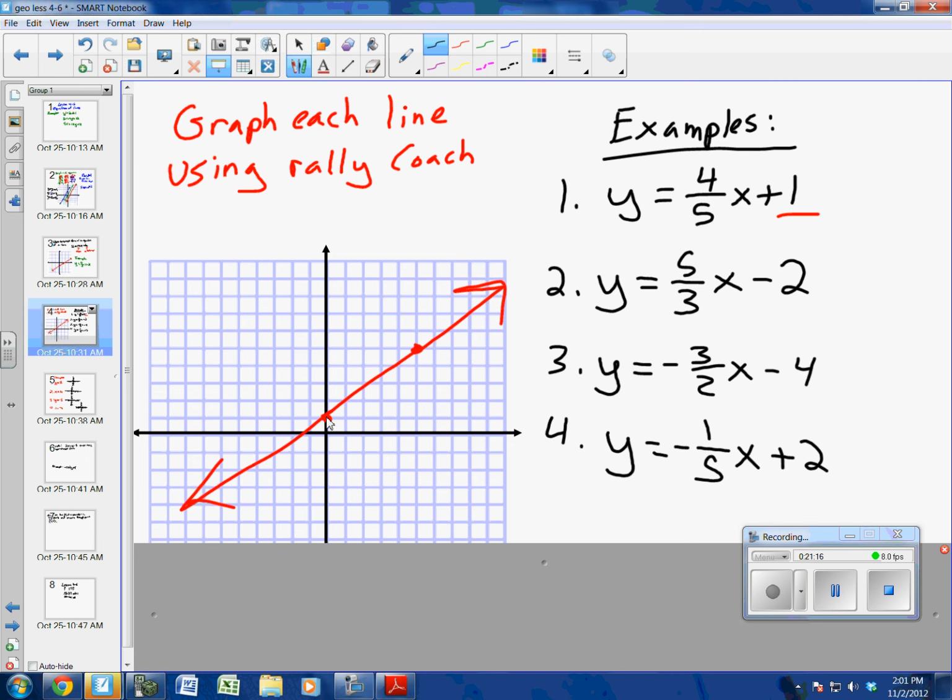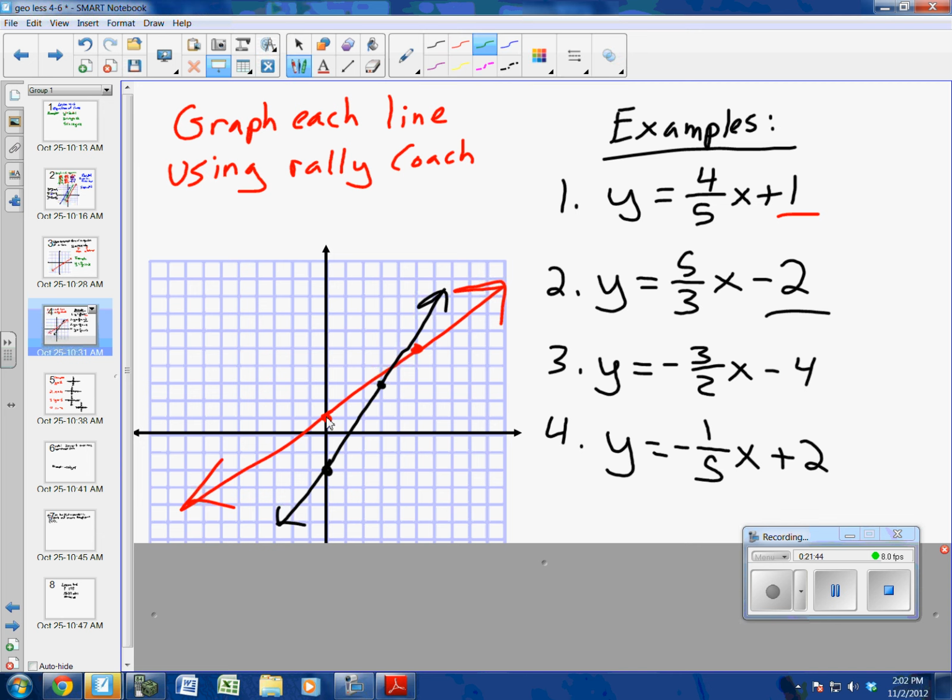Okay, number 2, I'm going to do in black. My y-intercept is -2, so I'm going to go down to -2. I'm going to put a point. My slope is up 5 over 3. 1, 2, 3, 4, 5 over 1, 2, 3. Notice that both of these go up as you move left to right. Did you guys notice that? Yeah. Okay.